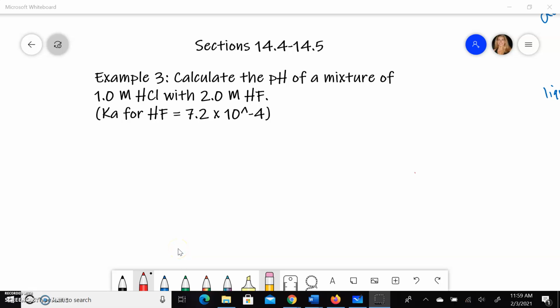All right, this is our last example for this section. This time we're going to mix together two acids, HCl and HF. And the first problem that students are going to have is that they're going to look for a Ka value for HCl and wonder what to do when they don't have it.